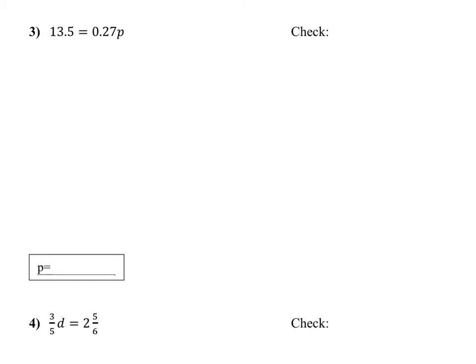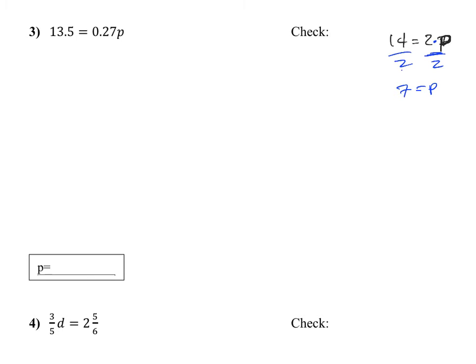Okay, so when we look at this equation, 13.5 equals 0.27p, the scary part is it's got decimals in it. Because if I had 14 equals 2 times p, then all you would do to solve that is divide both sides by 2, because what's attached to the p is the 2. It's being multiplied, so we undo that by division, and you get p equals 7.